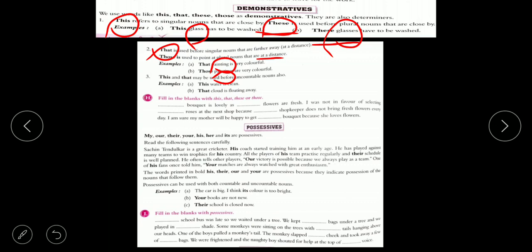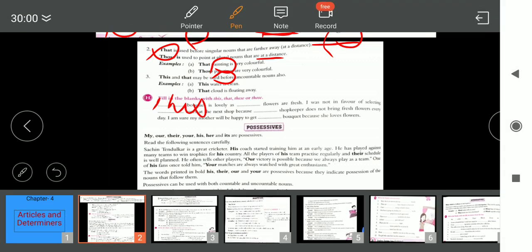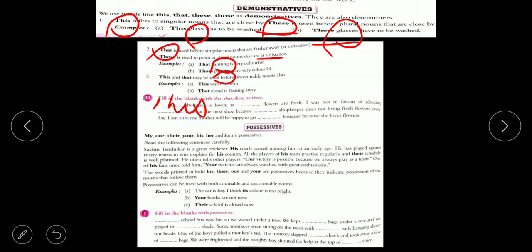Now exercise question H. Fill in the blanks with this, that, these or those. First one: dash bouquet is lovely as flowers are fresh. Then what will come? This bouquet. First one is this. Second, as these flowers, these. Second blank, these.